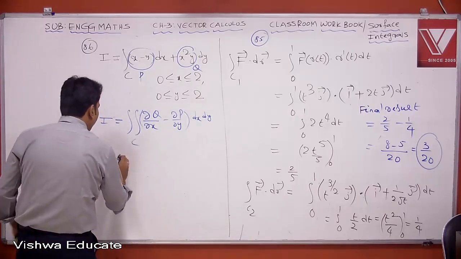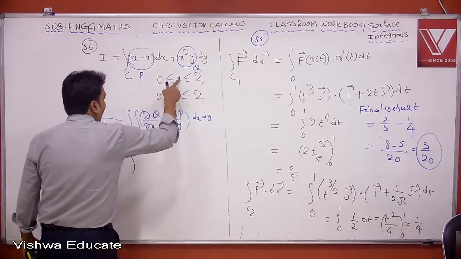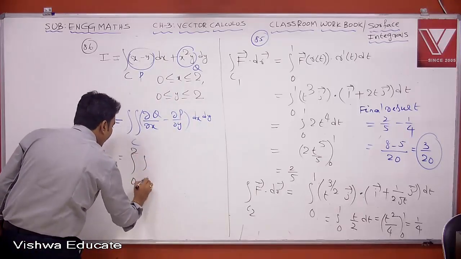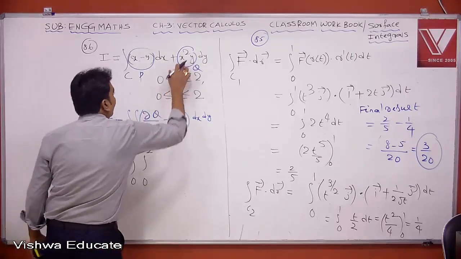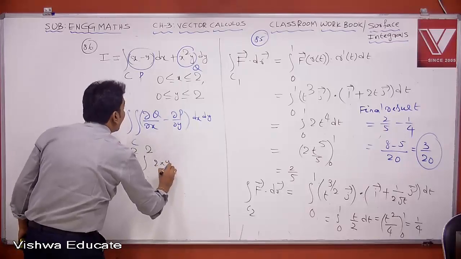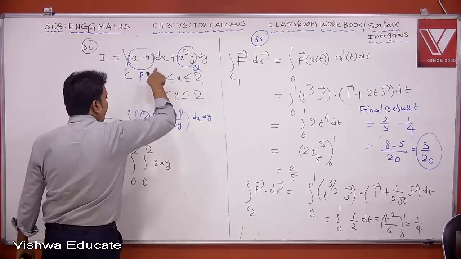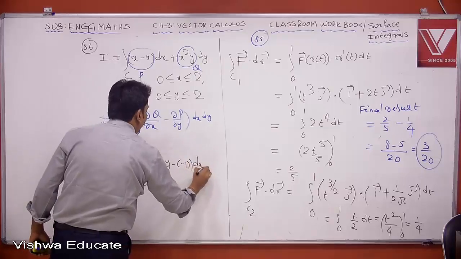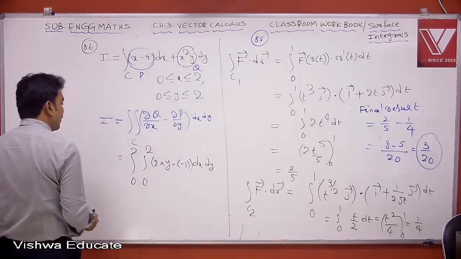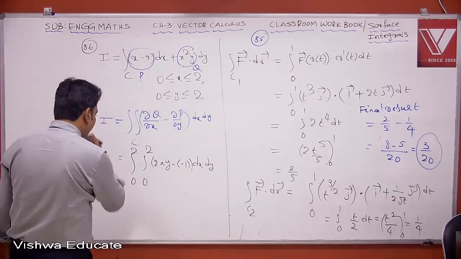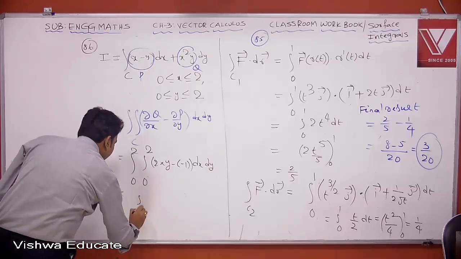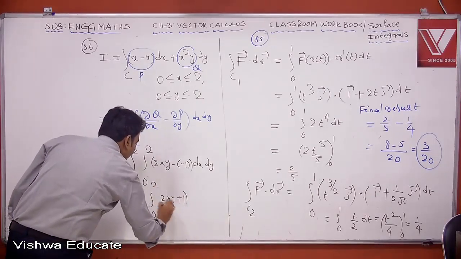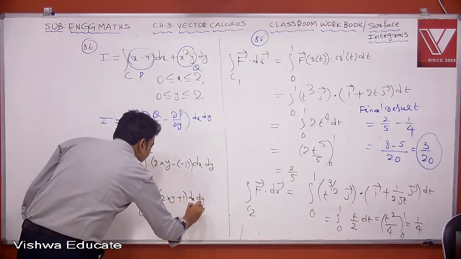Here curve C is described by these two values. So x limits are 0 to 2, y limits are 0 to 2. Dou Q by dou x is 2xy, minus dou P by dou y, which is minus of minus 1. So therefore this is 2xy plus 1 dx dy. So this is integral 0 to 2, integral 0 to 2, of (2xy plus 1) dx dy.